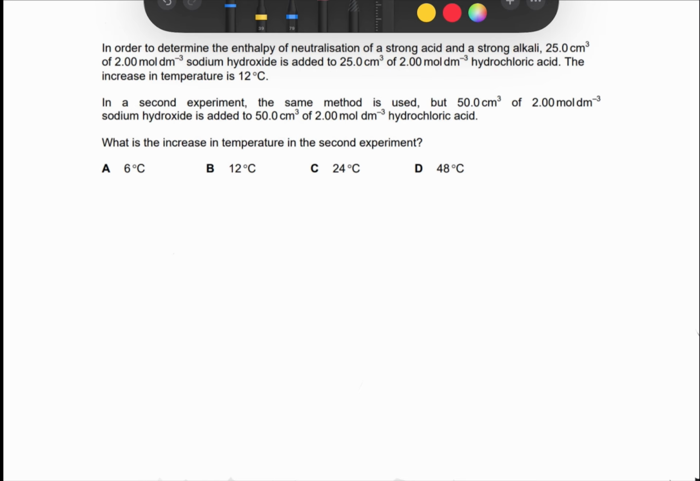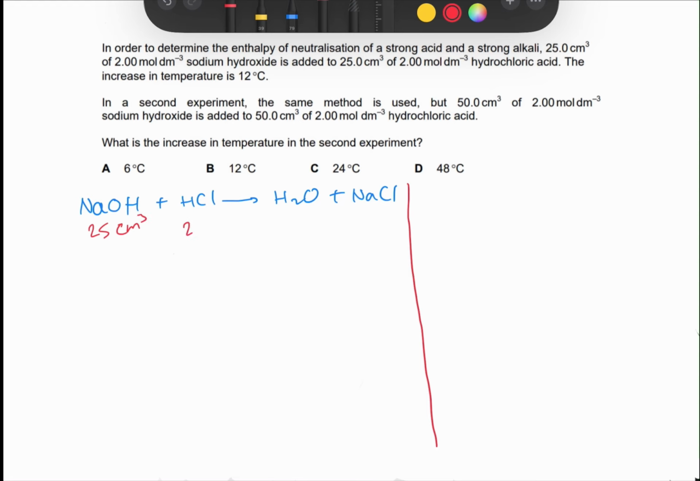The first part of my solution, I want to write the equation of a neutralization. It's represented by NaOH plus HCl produces H2O and NaCl, and it's balanced, in a 1-to-1 ratio. For the first experiment, I just want to divide it into two sections. We used 25 cubic centimeters of NaOH, and the same thing with hydrochloric acid. We used 2 mol per decimeter cubed, and the same thing here, 2 mol per decimeter cubed.